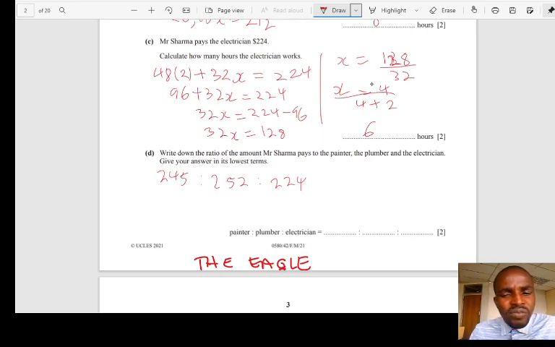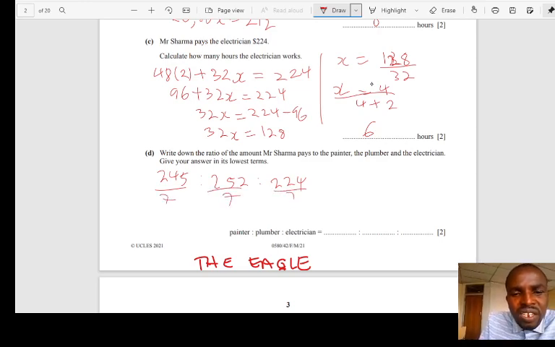Right. What's the common factor on these values? Let's try 7 here. 245 by 7, 252, so by 7 you get here. So you divide by 7, by 7, by 7.